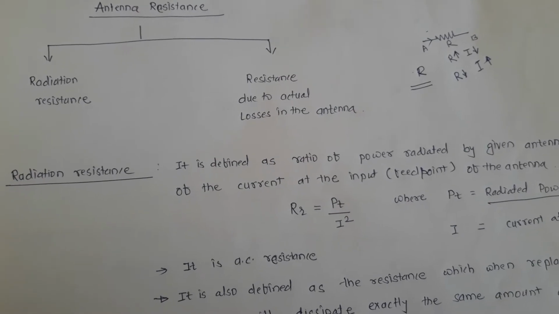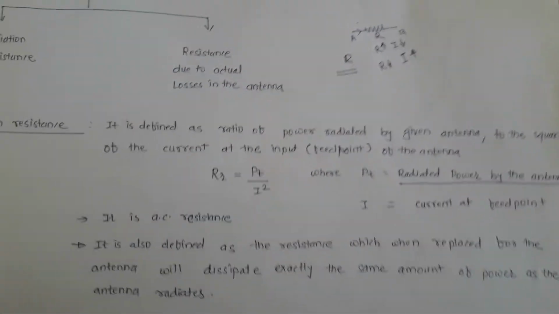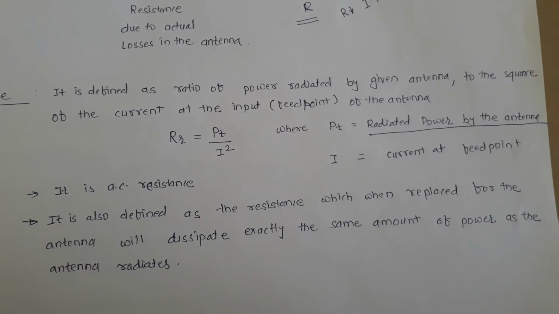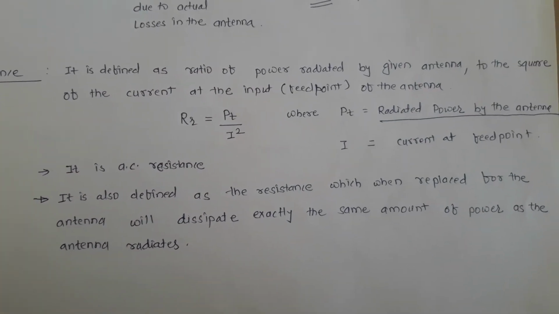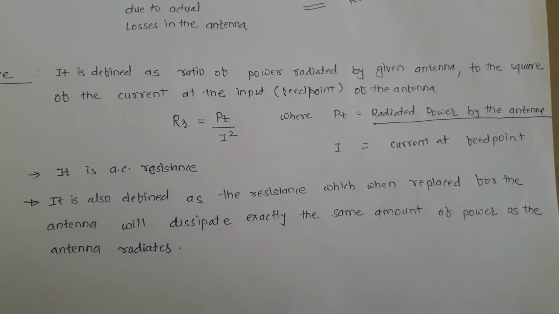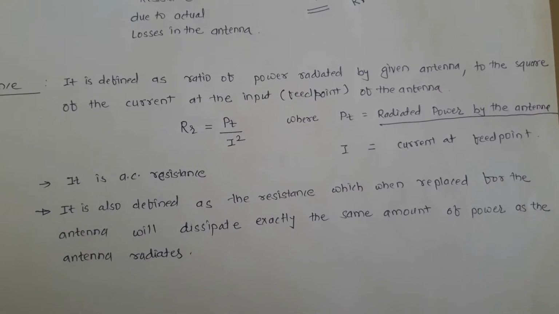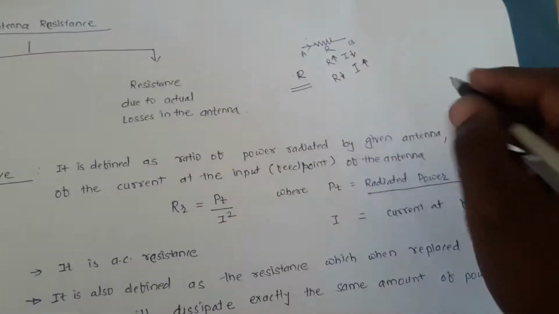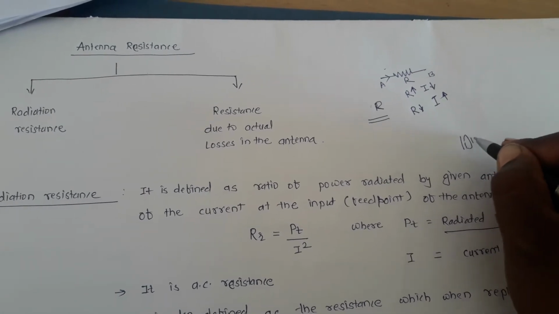So, let us have a look at the radiation resistance. The radiation resistance is defined as the ratio of power radiated by the given antenna to the square of the current at the input or feed point of the antenna. Suppose I am taking an example of the Yagi-Uda antenna.